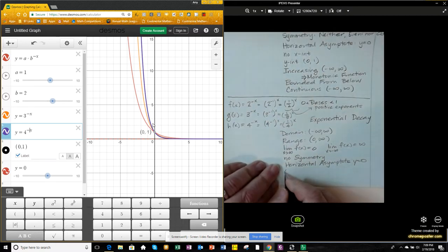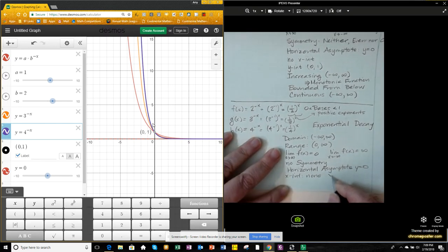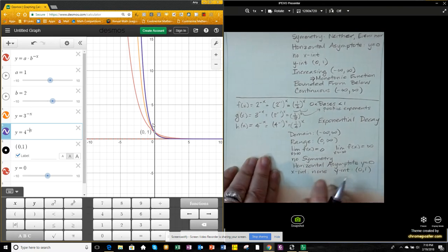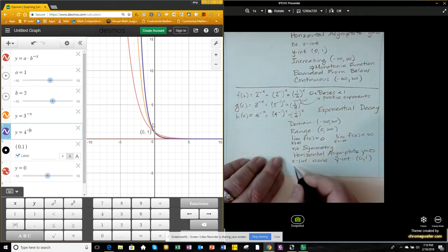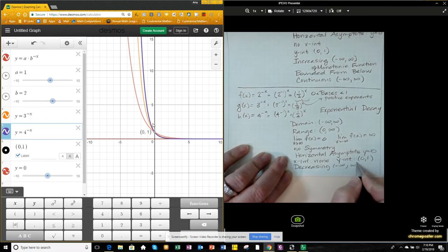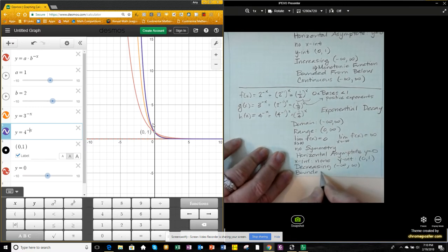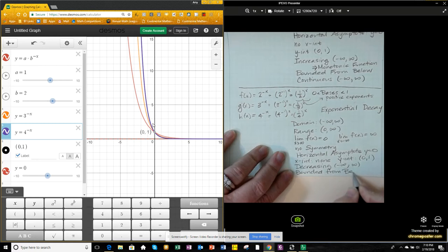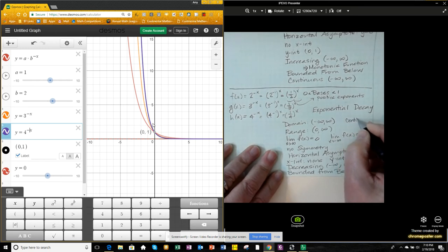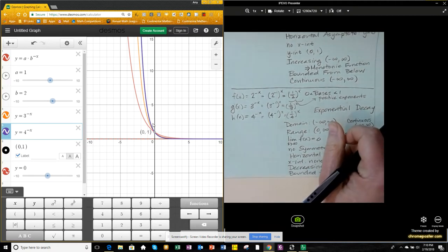The x-intercept does not exist. There's none. The y-intercept is still (0, 1) because anything raised to the 0 power is 1. Now the exponential decays are decreasing from negative infinity to infinity, still making them monotonic. And now these are still bounded from below and continuous. I'm going to put continuous up here. So no discontinuities. Really nice, well-behaved functions.